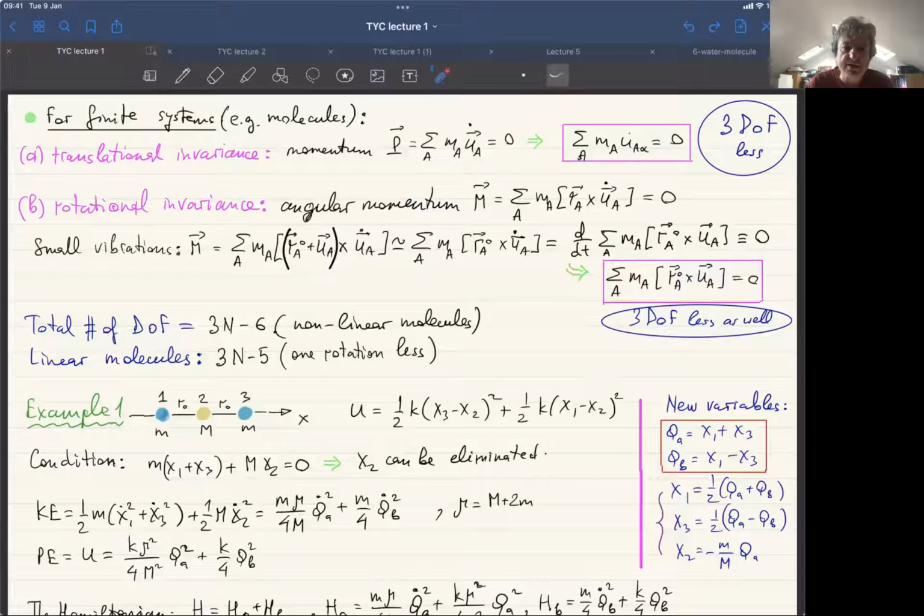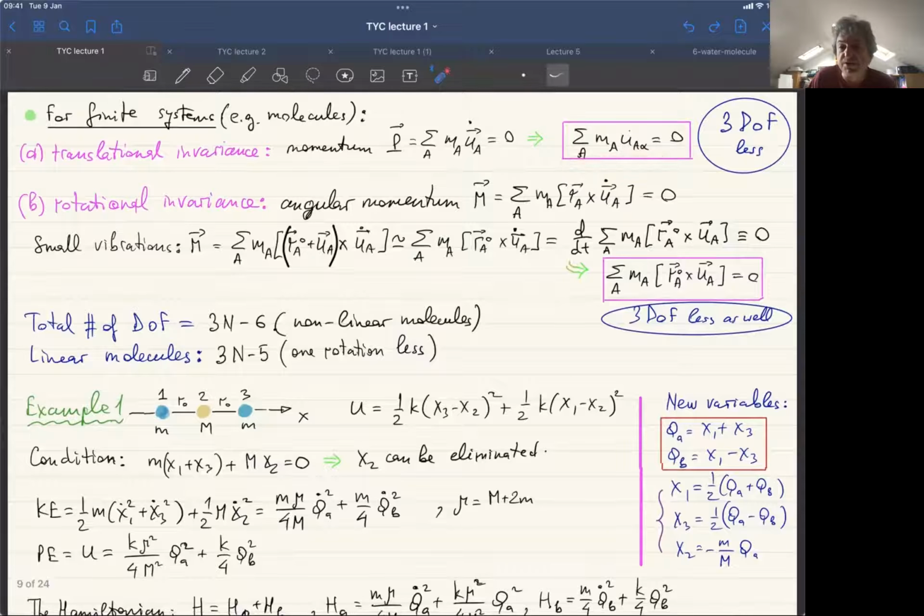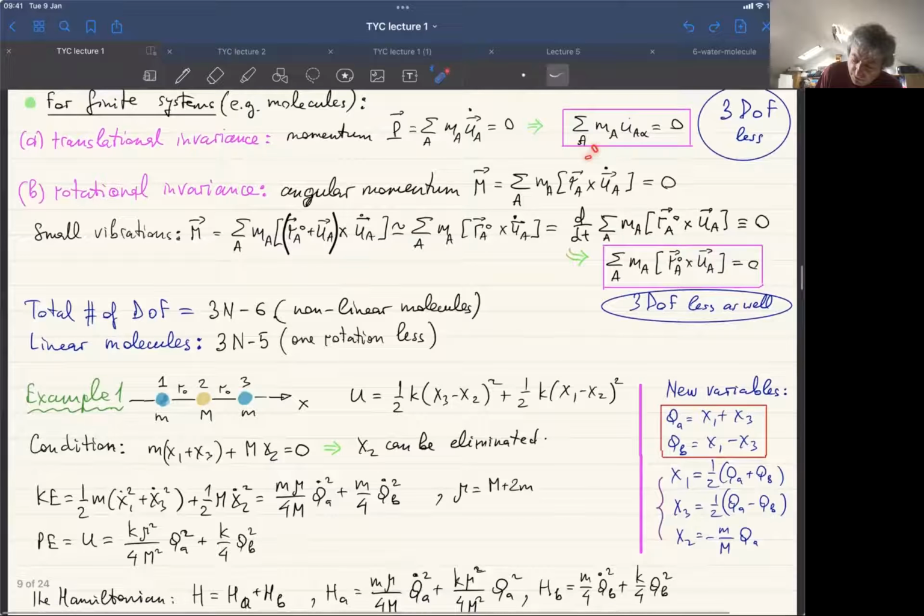So if we would like a system to be translationally invariant, we can impose a condition that the momentum of the system for any displacements is 0. And that means, because we have a time derivative here, that that quantity must be constant. And we can take a value of 0 for that constant. So the linear combination of atomic displacements times mass must be equal to 0. And you can easily recognize here that that is nothing but the center of mass being taken as the center of the coordinate system, which looks reasonable.